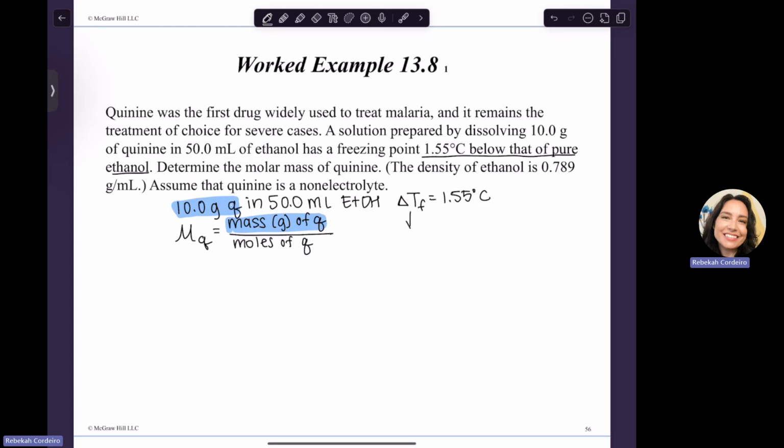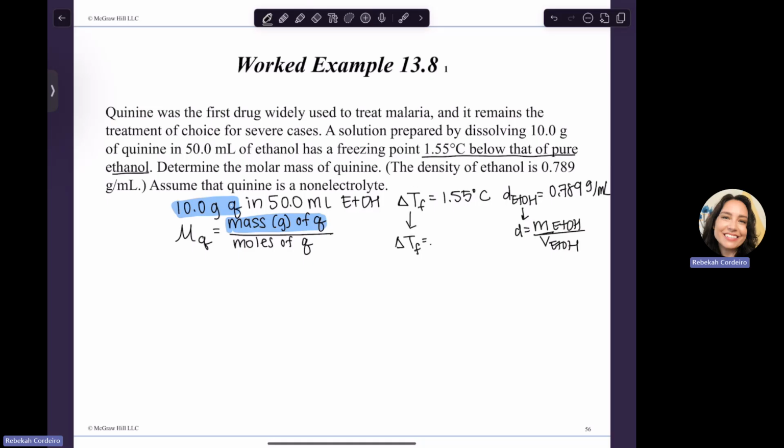Well, this can give us a hint. Oh, we also have the density. Density of ethanol, ETOH, is 0.789 gram per milliliter. So this hints to me, and I know density is equal to mass over volume, but of ethanol. So this would be mass of ethanol, ETOH, over volume of ETOH. So be careful with your density. It can't just be like mass of the quinine over volume of the ethanol. It's got to be the same substance top and bottom for density because it's for a pure substance.